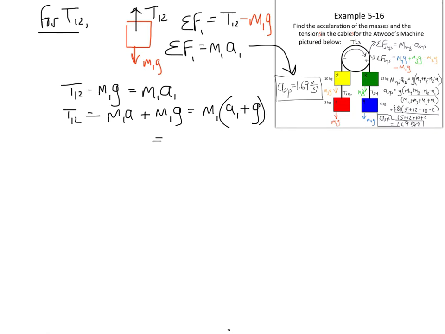Let's find out what that is. What's the mass of box 1? That's 2 kilograms, times the sum of a1 plus gravity. And again, acceleration of 1 is the acceleration of the whole system because they're all accelerating at the same rate. So that's going to be 1.69 plus 9.81. That's going to give us our tension between 1 and 2. So 1.69 plus 9.81 times 2, we get 23 newtons. That's tension between box 1 and box 2.